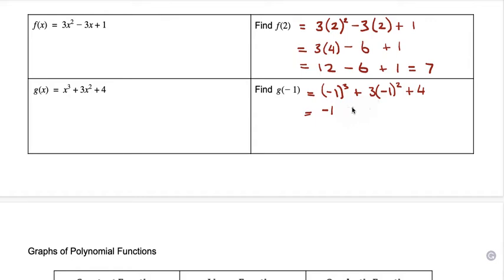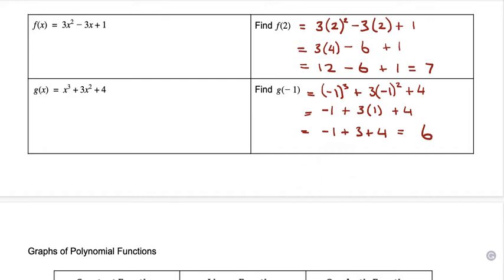All right. So negative 1 times negative 1 is 1, so that gives us 3 times 1 plus 4, and that's negative 1 plus 3 plus 4. It's going to be a 6, I hope. All right, so that's the first part of this, just plugging in values for the variables and solving.